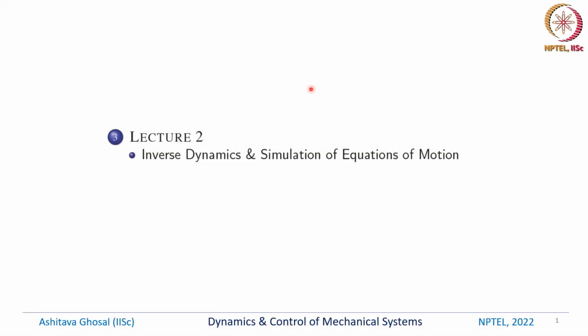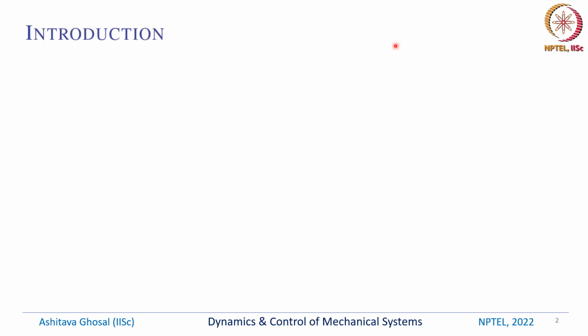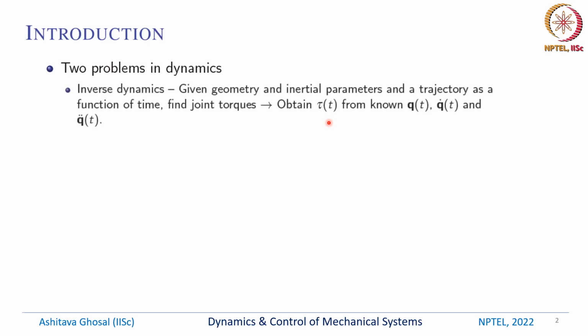In this lecture, we'll look at the two main problems in dynamics of multibody systems. The first is the inverse dynamics and the second is the simulation of equations of motion. So there are two main problems in dynamics of multibody systems. The first is called the inverse dynamics.